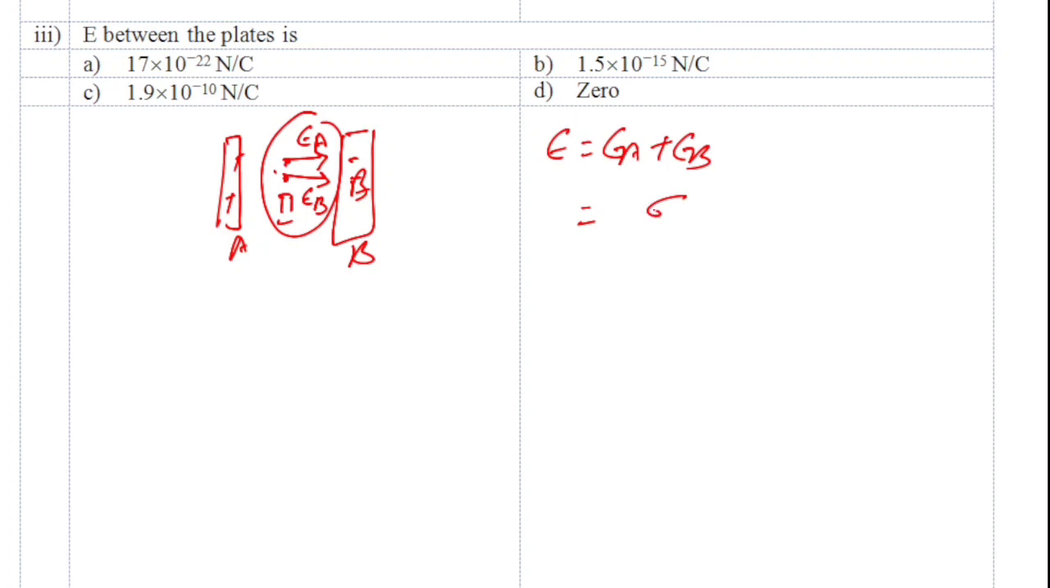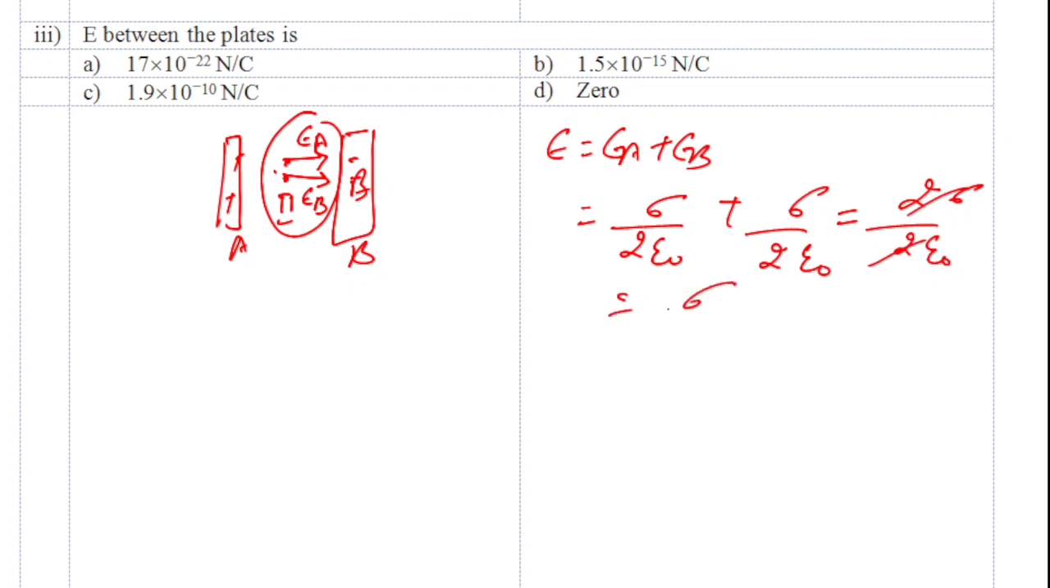Yes, E_A is sigma by 2 epsilon naught, and E_B is also sigma by 2 epsilon naught. But here both are in the same direction, right? So just add these two electric fields, you get 2 sigma by 2 epsilon naught, the 2 cancels, and you get sigma by epsilon naught. This is the total electric field in between the two plates.